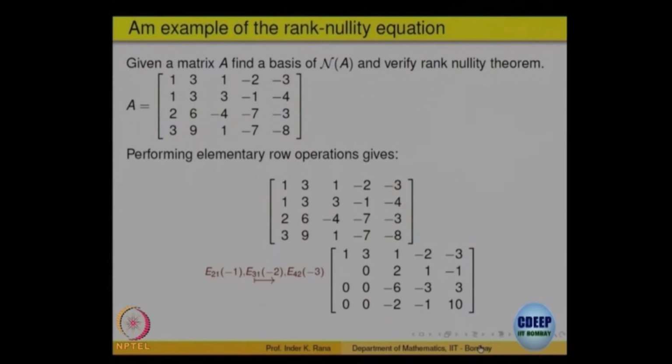So, what does the rank nullity theorem say? For this matrix, I should find the rank, and I should find the nullity. What is nullity? That is the dimension of the null space of the homogeneous system Ax equal to 0. Find the dimension of that, add up, and I should get n, for an m cross n matrix. I want to verify that. So, let us see what are the computations involved.